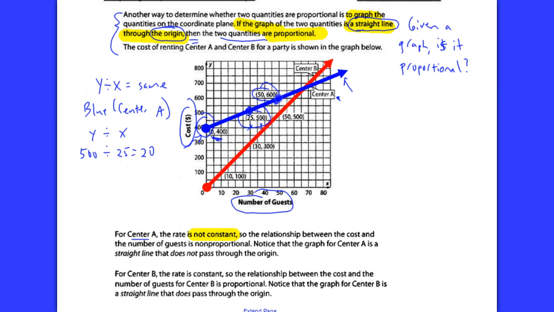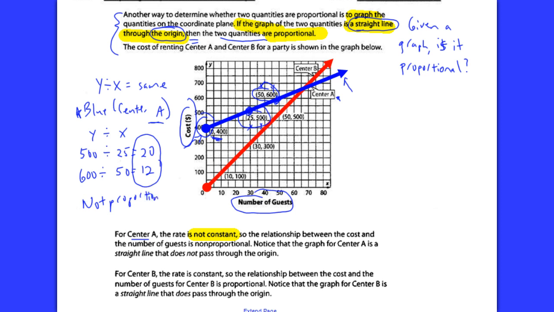If I take another point, like this point right here, 50, 600, which I believe is up here. Yeah, there it is. Y is the 600 and x is the 50. So if I take 600 divided by 50, we get 12. So right there, you see that these two numbers are not the same. Do you remember in yesterday's homework, we talked about the constant of proportionality has to be the same? These are not the same. So the blue line, or center A, is not proportional, which is what this question is asking.